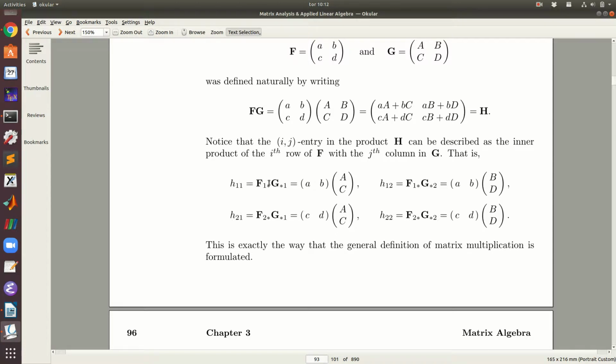The star means all columns. So if you write F1 star, we simply mean this whole row, the first row, and all the columns. If we write H1 star, it means the first row of H throughout all the columns. If we write H2 star, we mean the second row of H.